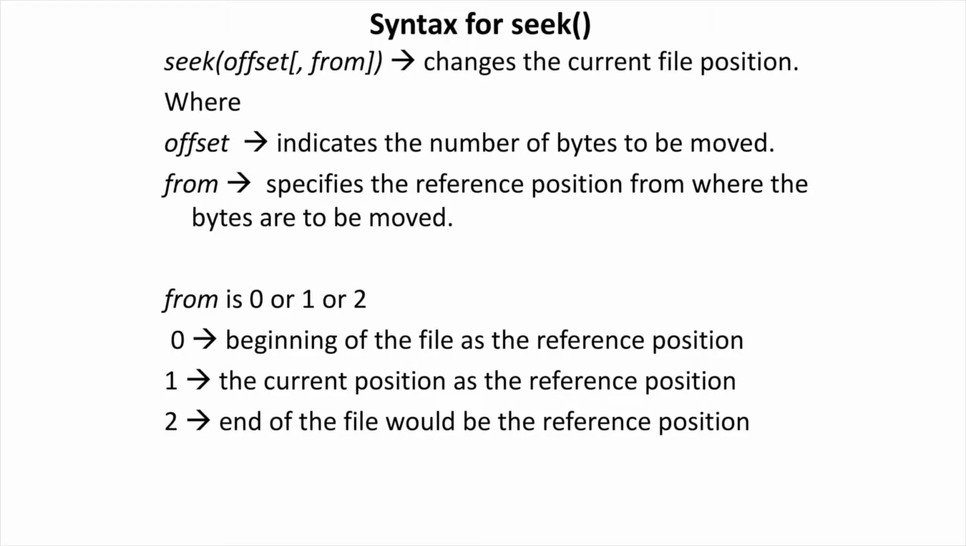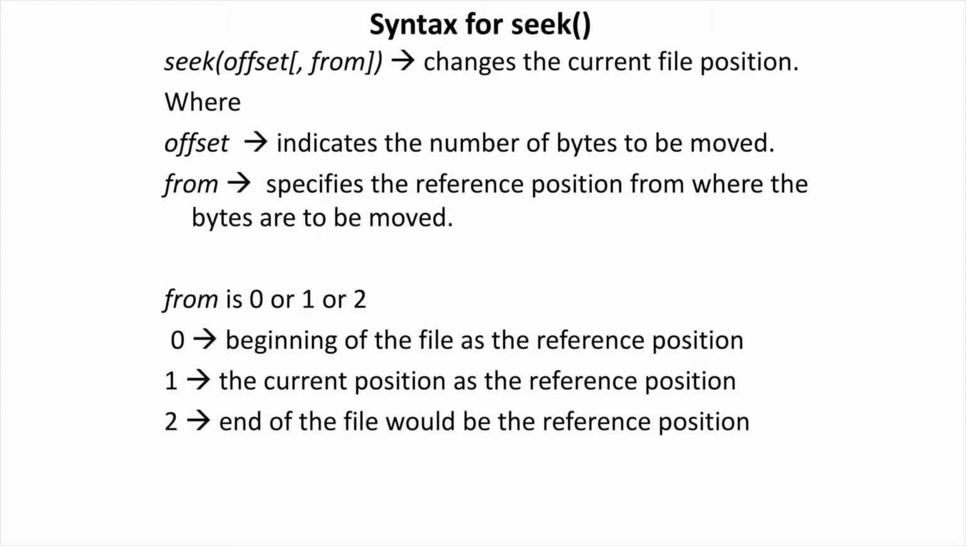For doing so, file objects provide two file position methods, namely tell and seek. We will see each of them now. The tell method tells the current position within the file. This method does not take any arguments. The seek method changes the current file position. The syntax of seek method can be seen on the screen. So, here you can see the syntax of the seek method, which takes two arguments.